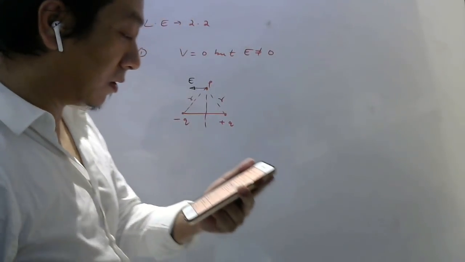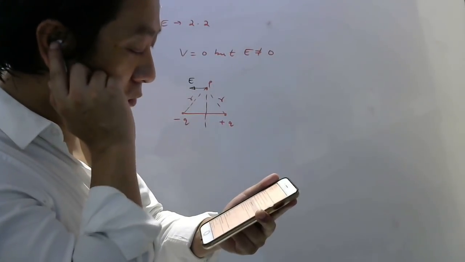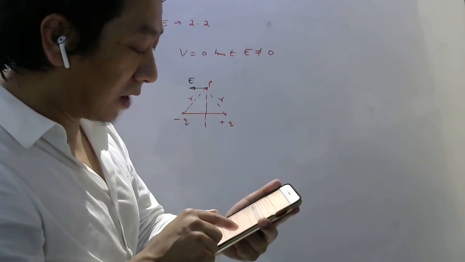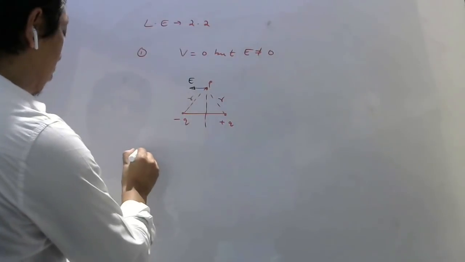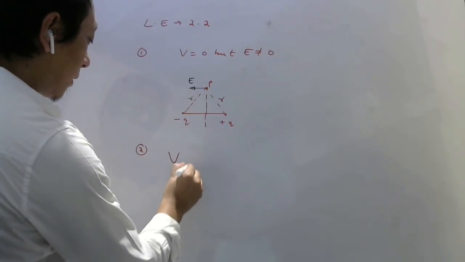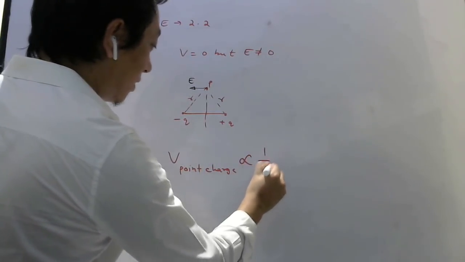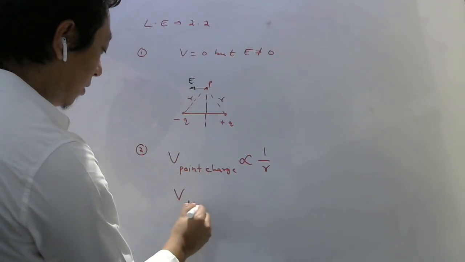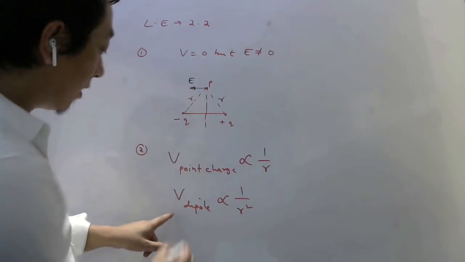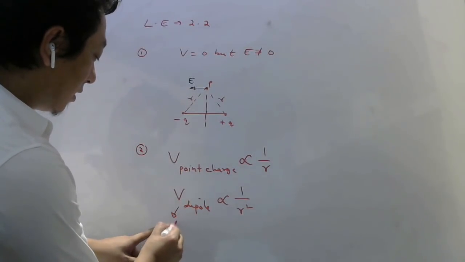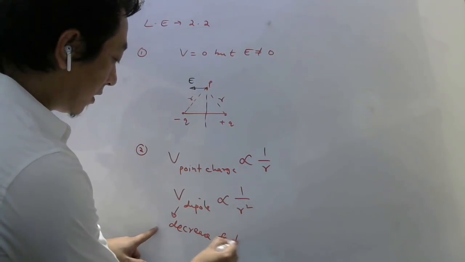Question number 2: does the potential due to a short dipole decrease faster or slower with increase in distance from the dipole as compared to the potential due to a point charge? You already know that the potential due to a single point charge is inversely proportional to distance. But the potential due to a dipole is inversely proportional to the square of distance. So it is very clear that the potential due to a dipole decreases faster.